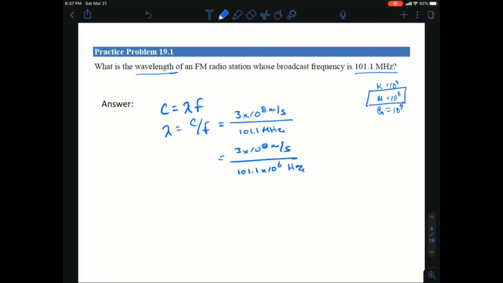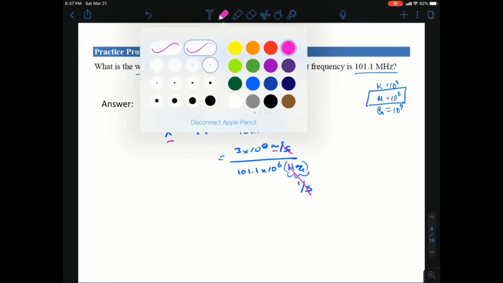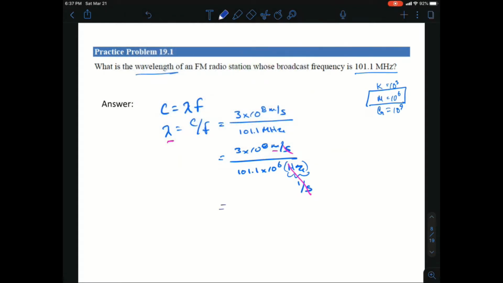hertz. And a hertz, if you remember, just equals 1 cycle per second, which is typically abbreviated as just 1 over seconds. So we can cancel this with that right there. So now we have a unit of meters, which is going to be good because that's what we're looking for with lambda. And let's do some canceling here. Cancel that 6, and that's going to make this a 2.